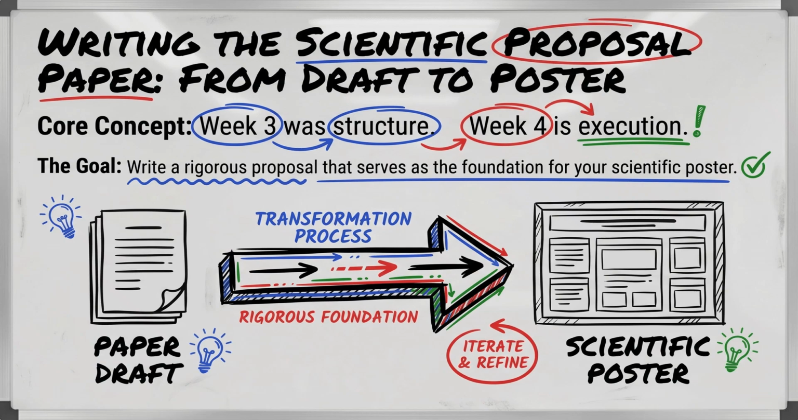This week we're making a crucial pivot from outlining to drafting, transforming your proposal into a scientific poster. Think of your paper as the foundation for that future poster, a direct pipeline from your research proposal to a visual presentation. We're building a bridge between the detailed written work and the concise, impactful display you'll create later. This connection means every decision you make in your paper now has a direct impact on how effectively you'll communicate your science visually. So let's make sure we're setting ourselves up for success from the very beginning.